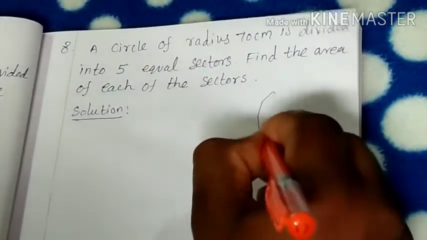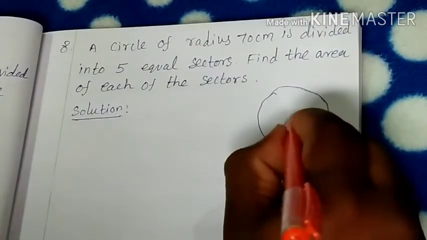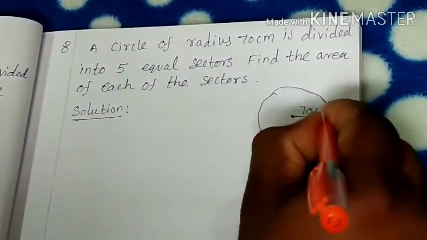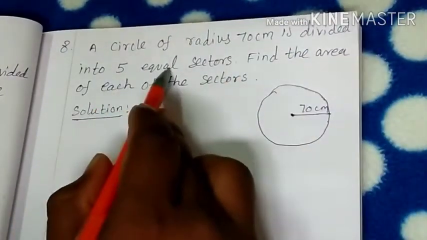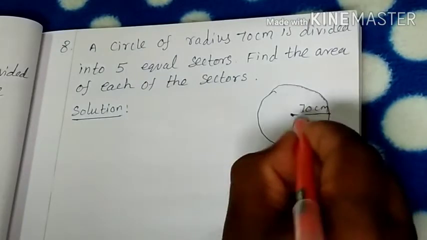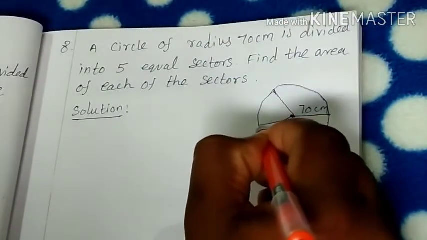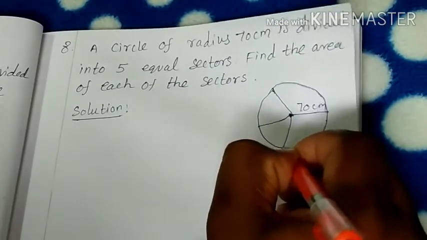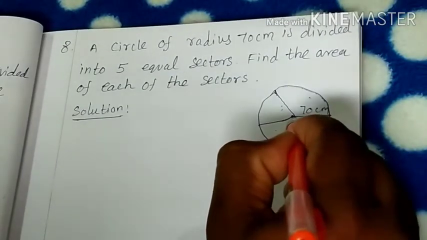So now consider the circle. This is the circle, with a radius of 70 centimeter. Then it's divided into 5 equal parts. This is 1, this is 2, 1, 2, 3, 4.